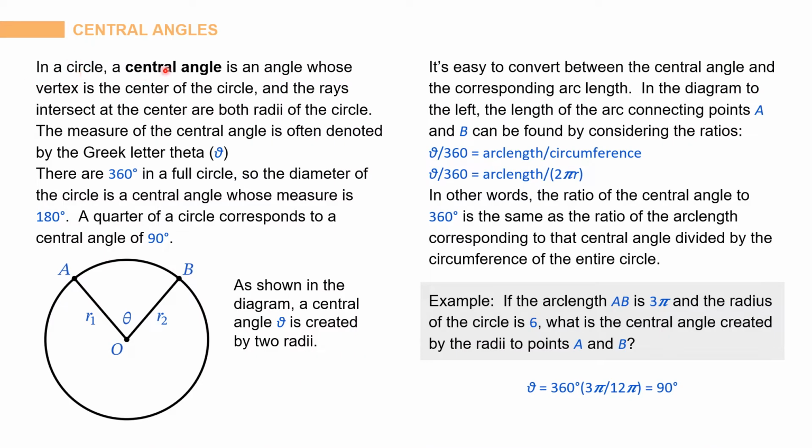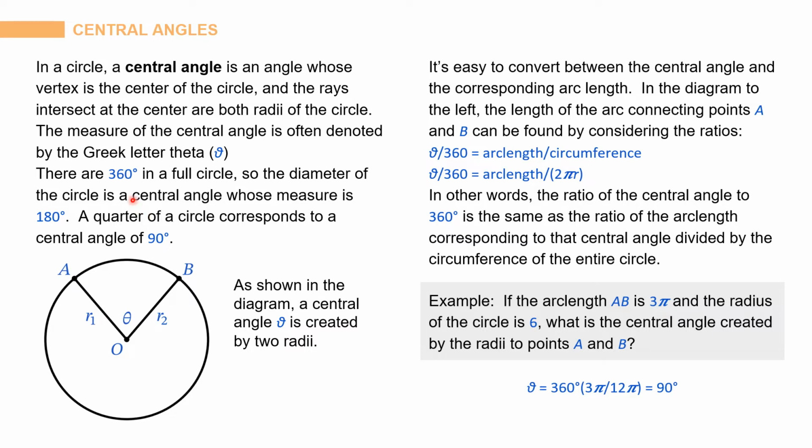In a circle, a central angle is an angle whose vertex is the center of a circle and whose radii are rays of the angle. The central angle is often denoted by the Greek letter theta. And so we have R1, R2, and between them we have the angle theta.